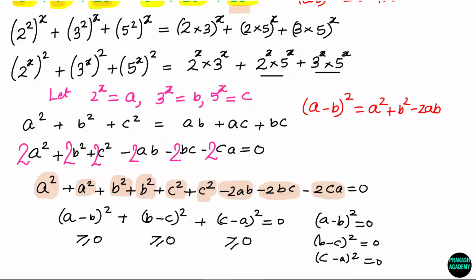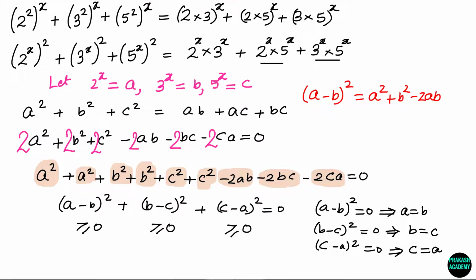as well as (c minus a) whole square is equal to 0. So if (a minus b) whole square is equal to 0, this means a is equal to b. (b minus c) whole square is equal to 0, this means b is equal to c. And (c minus a) whole square equal to 0, this means c is equal to a. This means now I know that a is equal to b is equal to c. So this is the condition that I have.